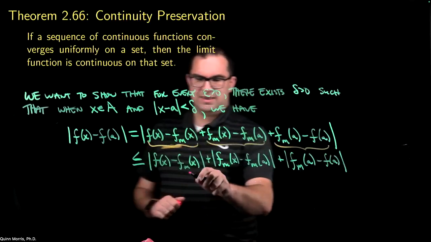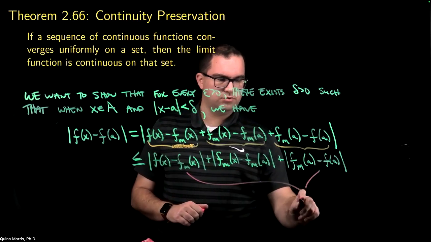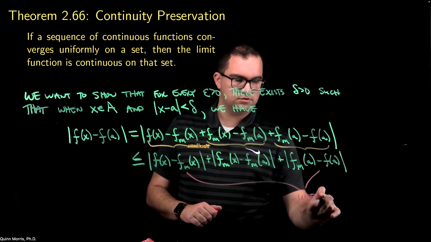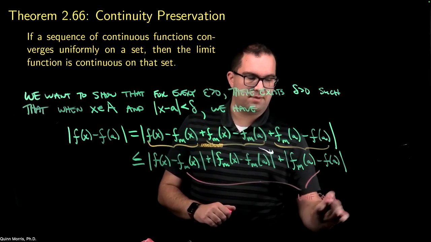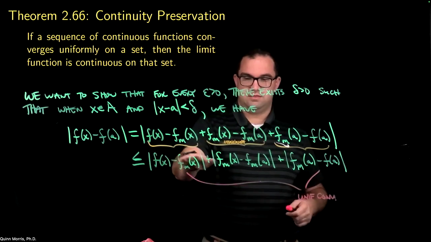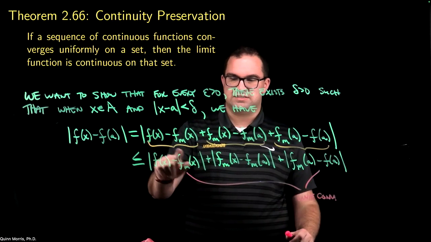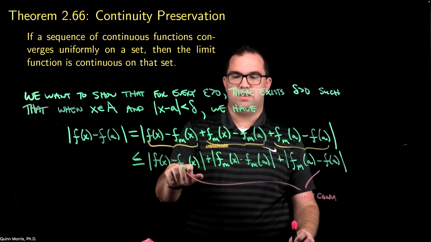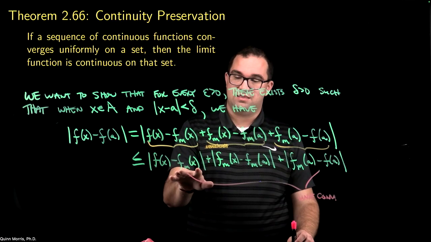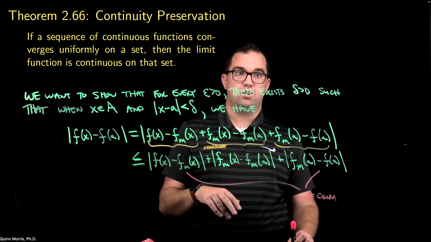Well, probably here, I should be able to use the uniform convergence, right? This is something about how close. If this sequence of functions is converging uniformly, I should be able to get this difference to be as small as I would like.